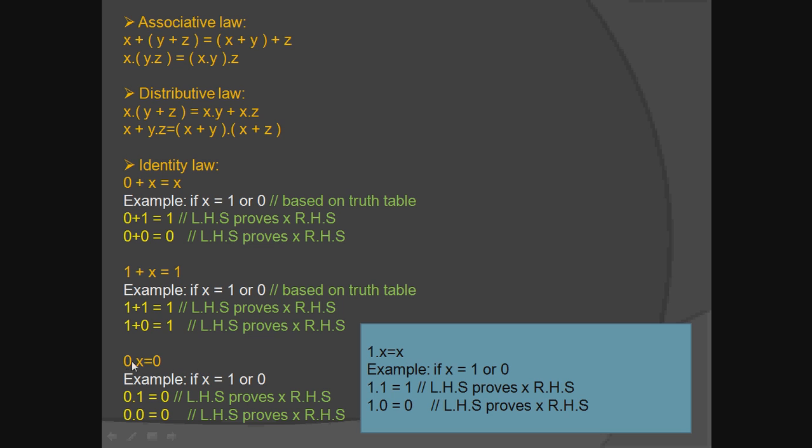Now another one is 1 into x equals x. So here 0 into x equals 0, and here 1 into x equals x. Now if I give the value of x as 1, then 1 into 1, or 1 and 1, equals 1. So x is 1, right? So LHS we get 1, and LHS proves RHS. Again, if we give x 0, then 1 and 0 equals 0. So RHS is 0, which proves LHS equals RHS.